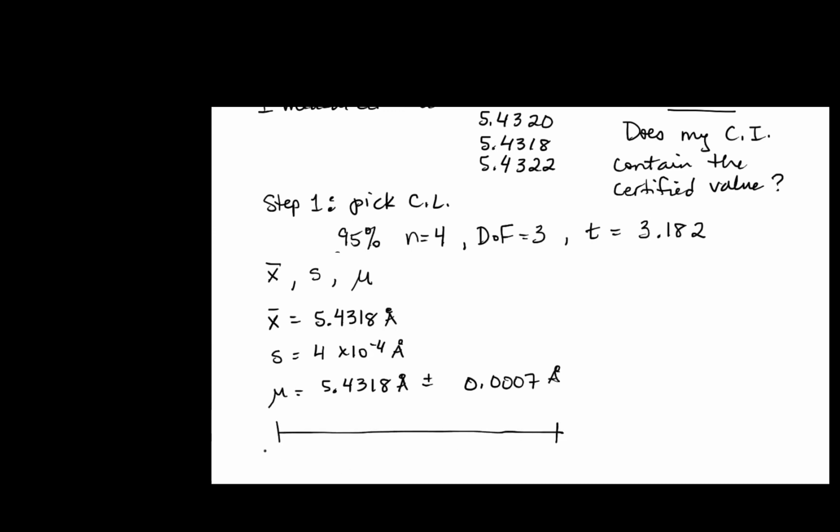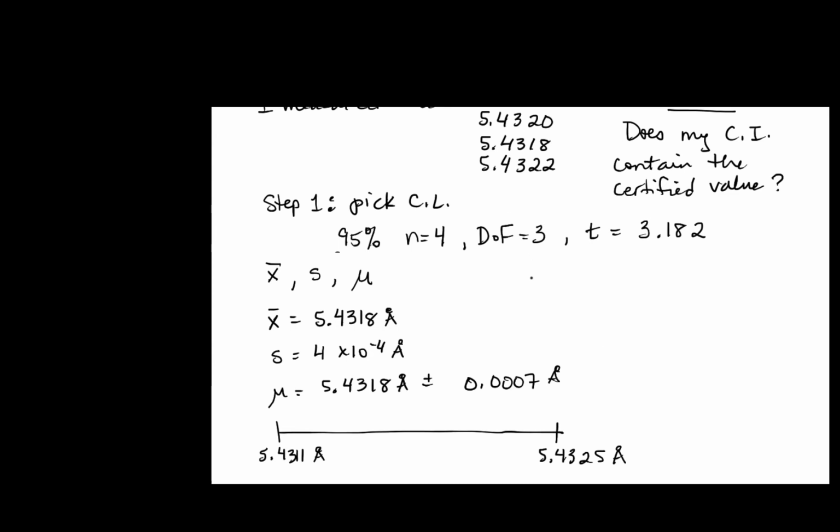which means that my interval goes from 5.43311 angstroms if I subtract 0.0007 from my average, up to 5.4325 angstroms. Okay, so this is my range.